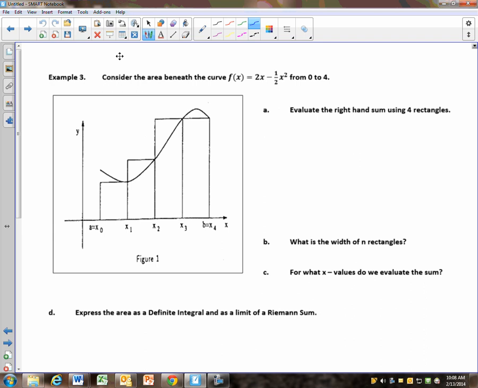Remember, when we want to evaluate the right-hand sum of the 4 rectangles, you use this formula. You took the width times the sum of the heights. Right? You guys are used to that, right? So do you remember how you found the width? I took b minus a and divided by n.